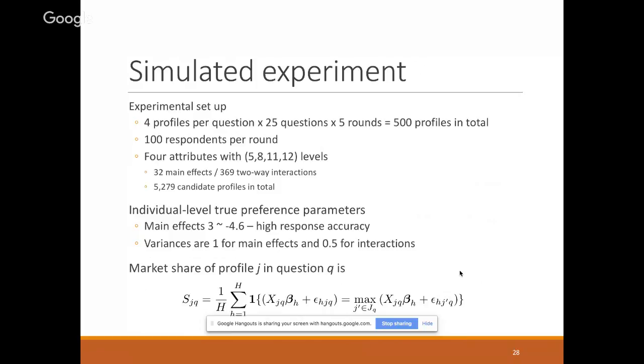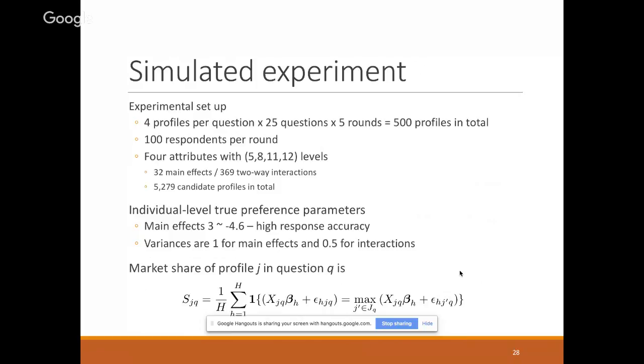By doing that, we have over 5,000 candidate profiles in total, and then we have 32 main effect variables and 369 two-way interaction effect variables. And we assumed that there are 100 respondents, since the number of respondents is a cost driver for the company. So we assumed a reasonable number of respondents here.